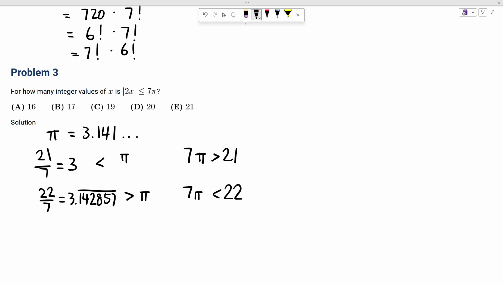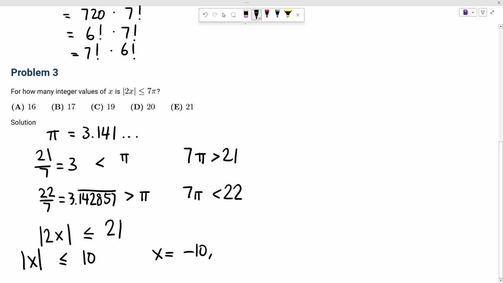So that means that the absolute value of 2x has to be less than or equal to 21, yeah, because if it equals 22, then it'll be more than 7 pi. So what this means is that the absolute value of x can be anywhere from 0 to 10. Since x is an integer, we can just say it's less than or equal to 10. So x is going to be able to be negative 10, negative 9, all the way up to 9 and 10. And if we count how many numbers there are here, there's going to be 21 numbers.